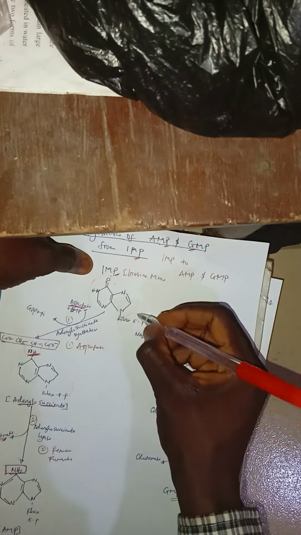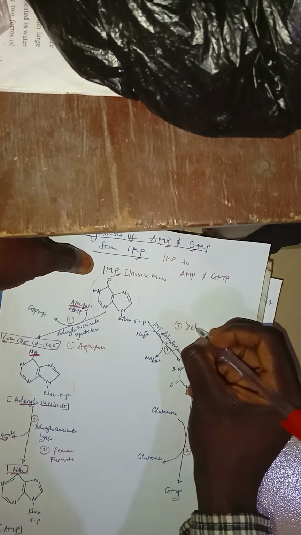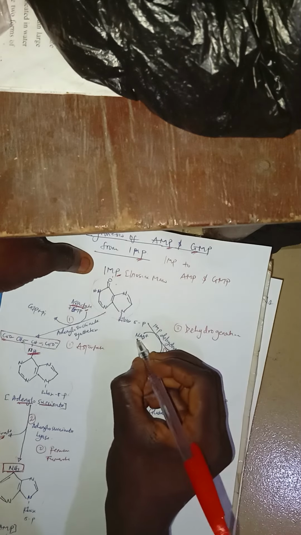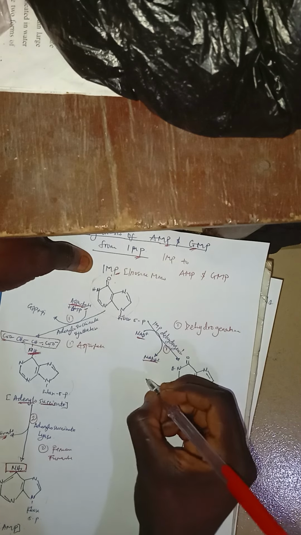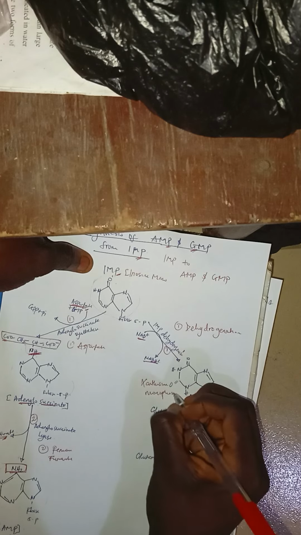Now come to this side. For this side, first of all, we will do what we call a dehydrogenation reaction. The first thing is dehydrogenation, the removal of hydrogen. If you notice, NAD enters and it comes out as NADH. Then once you are done with that, what you will get is called XMP, xanthosine monophosphate. Then from the XMP, the next thing you do is add your glutamine, which is the glutamine amino acid.